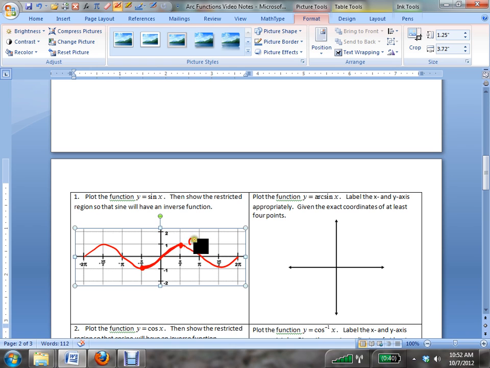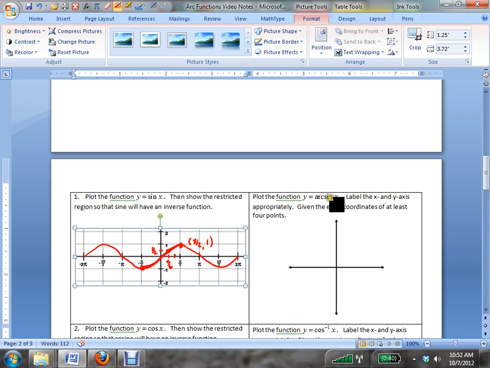Let's look at a couple key values. This value right here, x is pi over 2, and the y value is 1. Let's pick another value. I always like to pick this value, pi over 6 for x, and that gives me an output for y of 1/2.